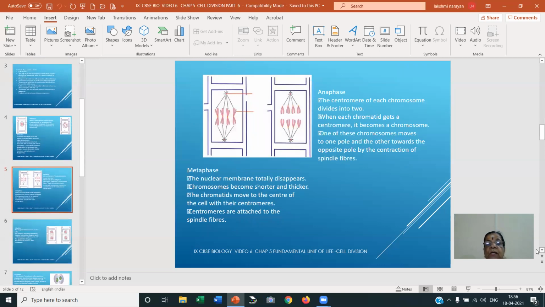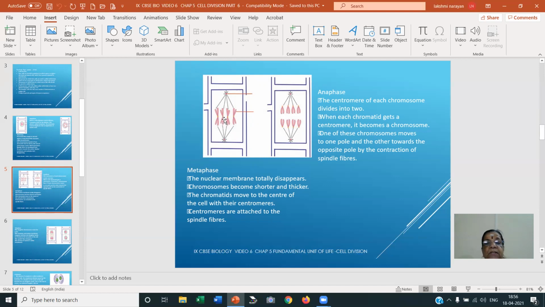So what happens next? It is the metaphase stage. The second stage is the metaphase stage, where the nuclear membrane totally disappears. Chromosomes become shorter and thicker. Chromatids move towards the center of the cell with their centromere, and the centromeres are attached to the spindle fibers.